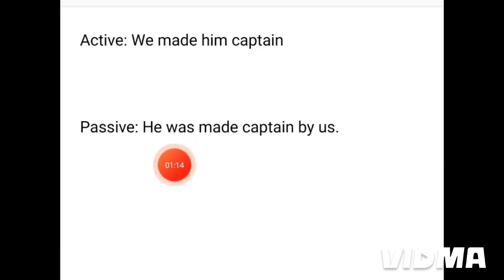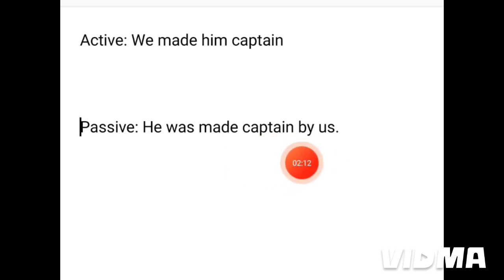Was is an auxiliary or helping verb because this is in the past tense. So we have written was after he. Made is the past participle form of the main verb make. Actually, here made in the active voice is the past tense, and here made is the past participle form of the main verb make. Captain was the complement in this sentence. So captain remains here as it was. We cannot work with this complement captain. So it remains in the same position.